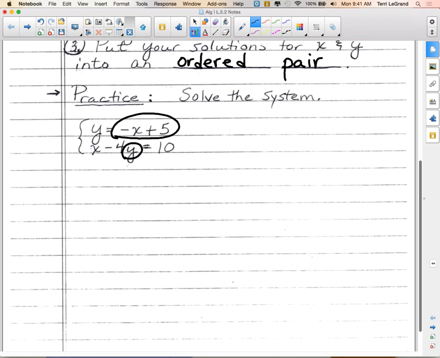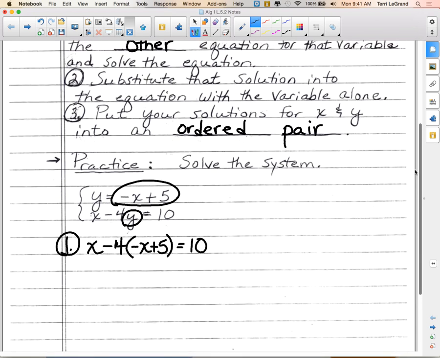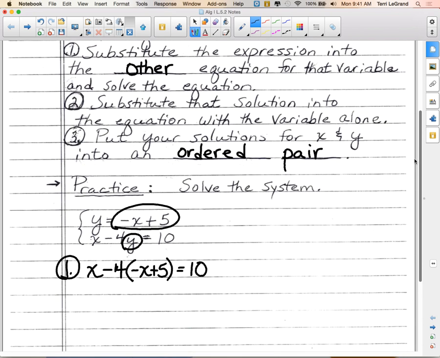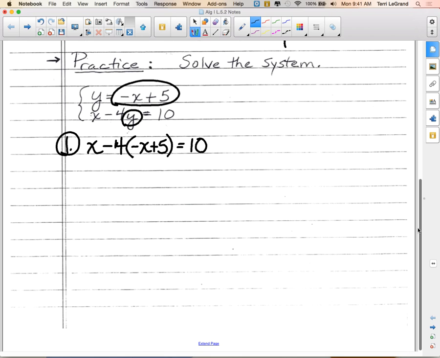So step number 1 says, do the substitution. We're going to take that x minus 4, and we're going to substitute in the negative x plus 5 for the y. Everything else in that second equation stays the same. So step number 1, substitute the expression into the other equation for that variable and solve the equation. So we should be ready to solve this equation.